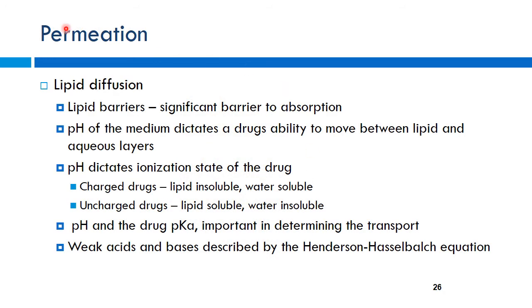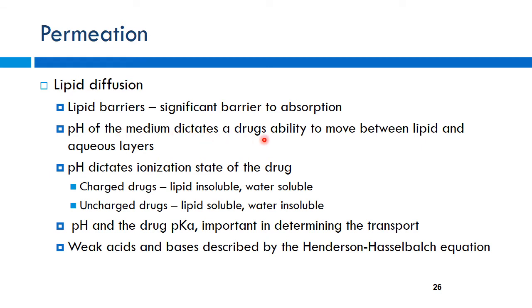So again, looking at lipid diffusion, lipid barriers are going to be a pretty significant barrier to absorption. So if something is not very lipophilic, it's going to have a hard time getting through unless there's a specific transporter for it, or there's some other thing that we can do to make it more lipophilic. And so the pH of the medium that the substance is in is going to dictate how well that drug crosses over. We'll look at why that is in a second.